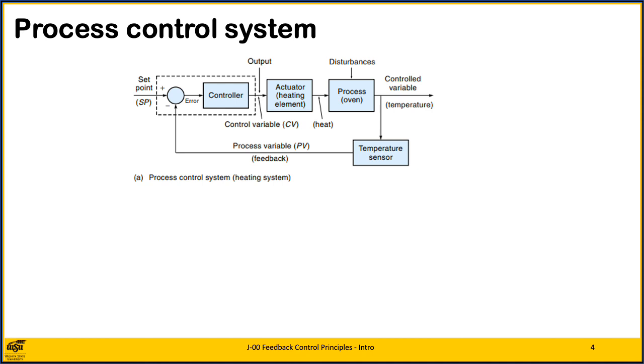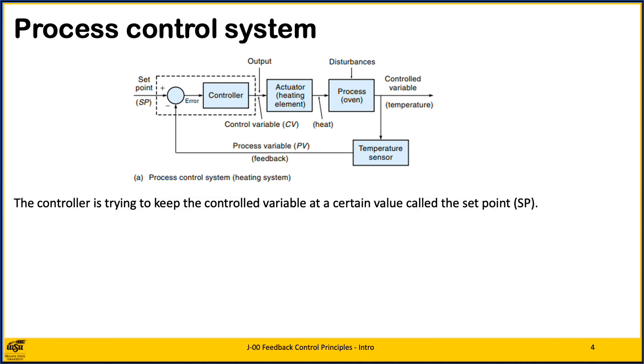Clearly, the heart of the control system is the controller, an analog or digital circuit that accepts data from the sensors, makes a decision, and sends the appropriate commands to the actuator. In general, the controller is trying to keep the controlled variable, such as temperature, liquid level, position, or velocity, at a certain value called the set point, or SP.